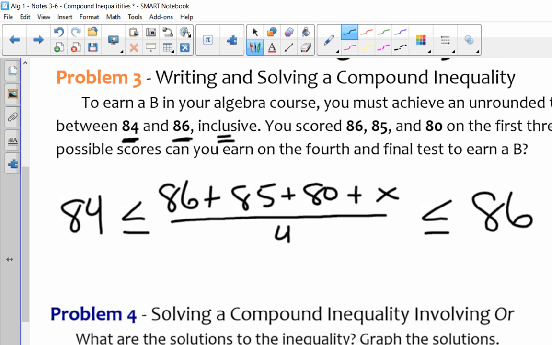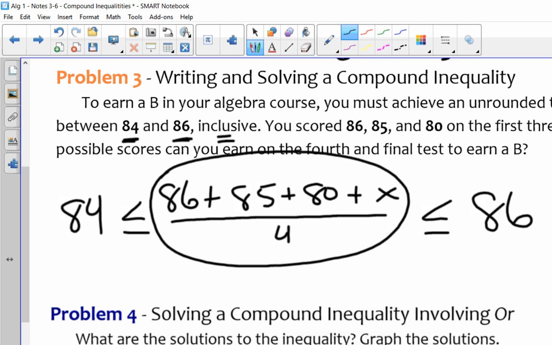So hopefully you understood that and followed how you need to set up an equation. I want you guys to understand that this middle part is really a fraction, and we don't like fractions. We're going to get rid of it. How do you do that? Well, I'm going to multiply both sides by 4.